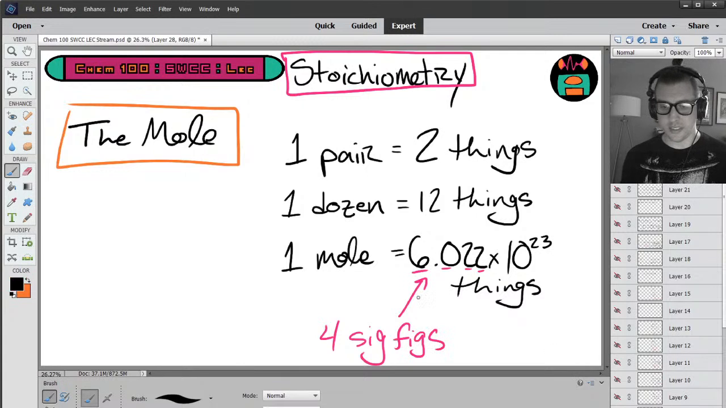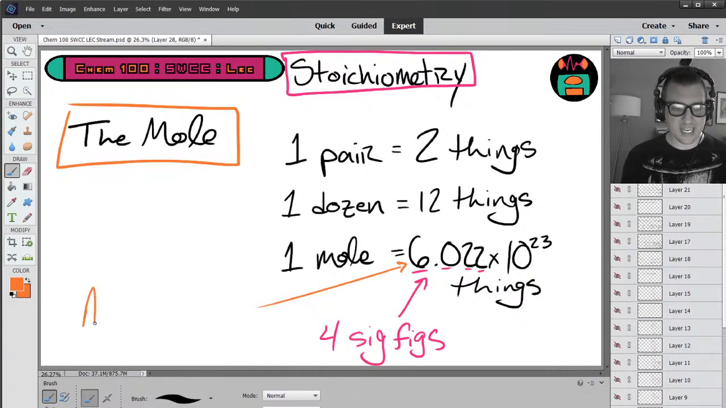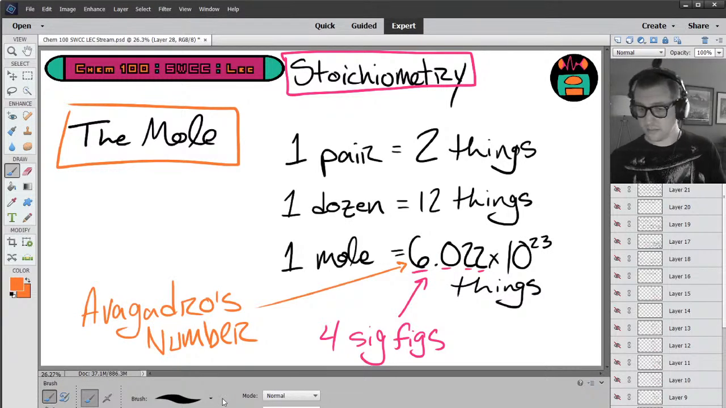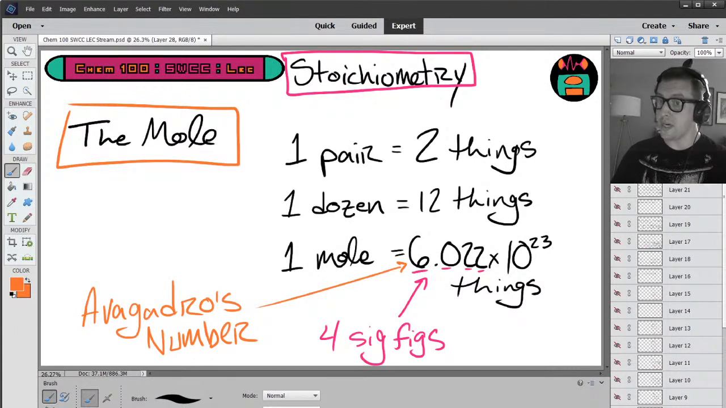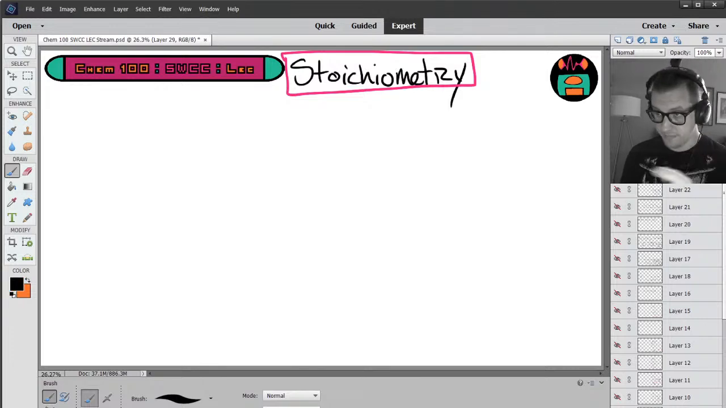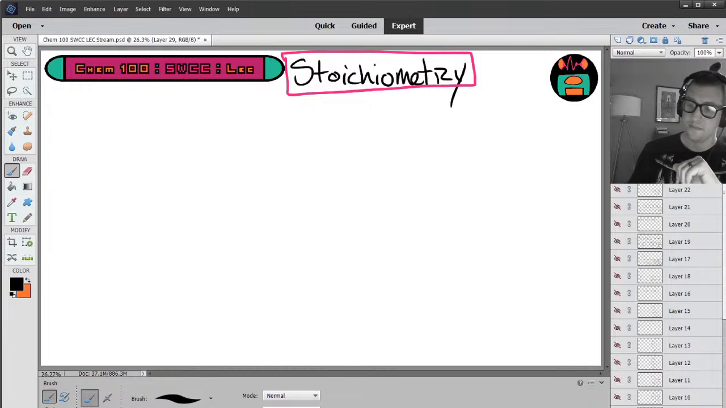Just so you know, this thing has a name. It's called Avogadro's number. And I would definitely recommend adding it to your equation list for your exam. All right. Now that we know what the mole is, why is it important? Well, turns out it's connected to the periodic table.